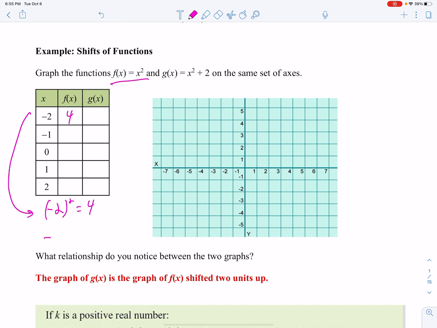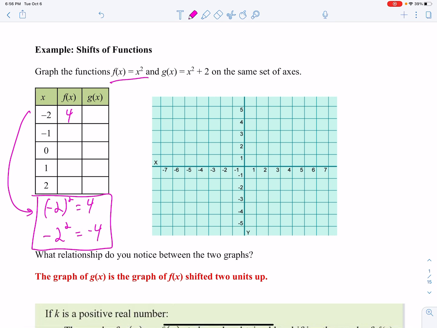But be careful, if you have negative 2 squared like this, remember that PEMDAS takes over here. Okay, so PEMDAS says do exponents first, right? We do exponents first, which means we're going to take 2 to the second power, which is 4. Then we multiply by the negative 1, which is negative 4. Okay, so this is important. Be careful when you have algebraic steps like that. Okay, so we'll continue on here.